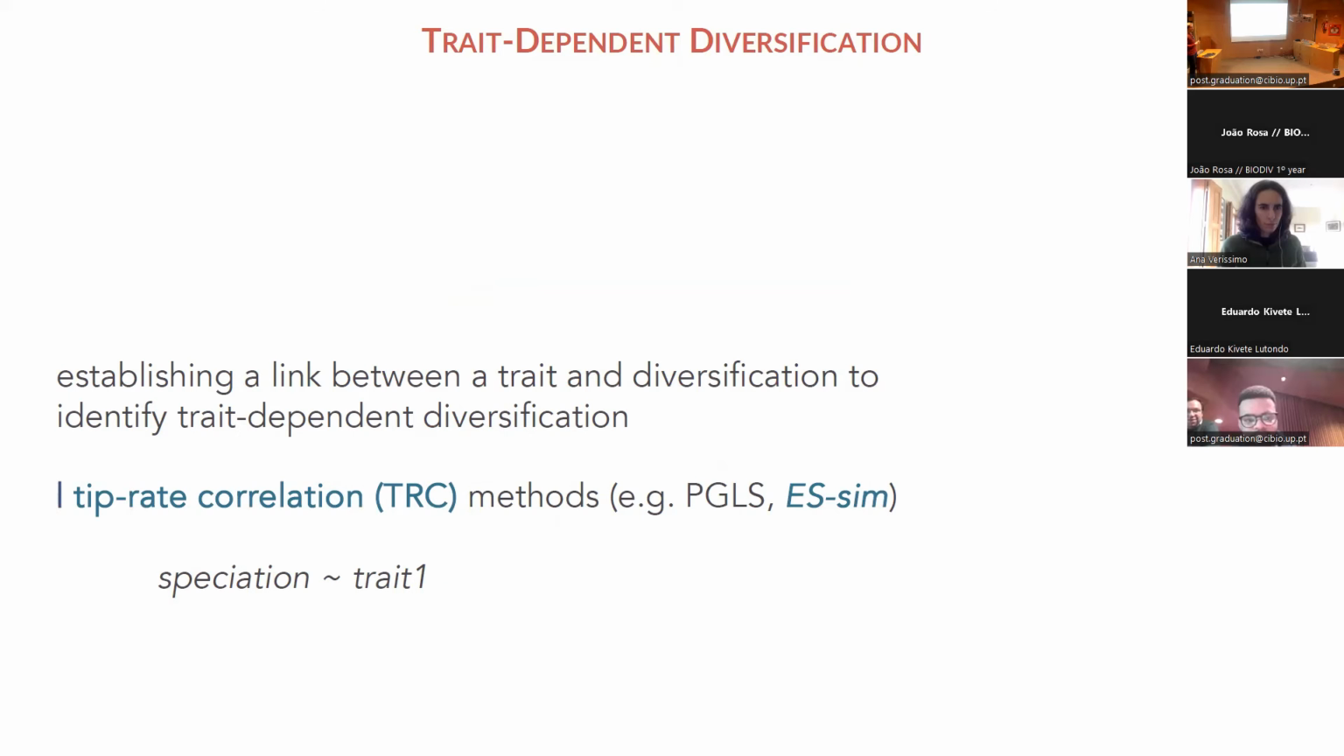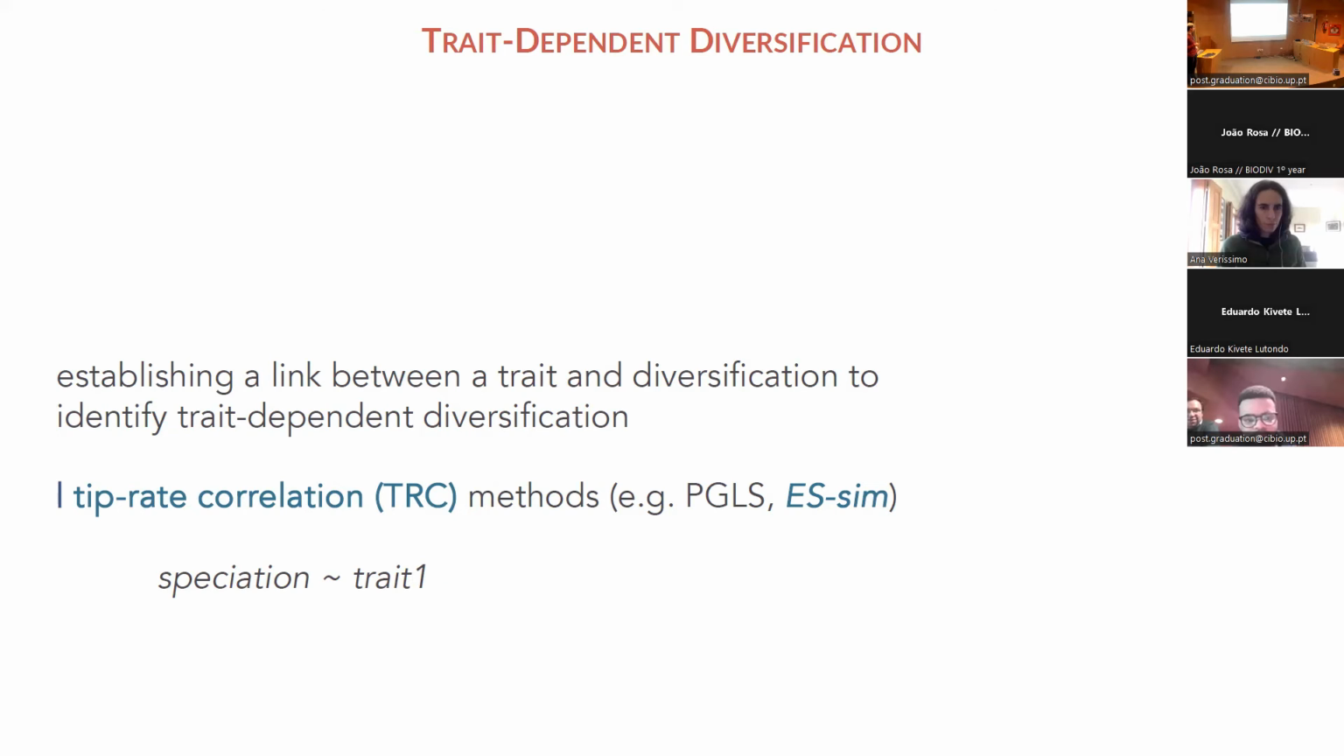So one very simple and straightforward way to test the role of a trait on diversification is by establishing a link between a trait and diversification, to address how a trait influences the variation in diversification. This is trait-dependent diversification. It includes the tip rate correlation methods, the most famous of which is probably PGLS, which will basically detect if there's a relationship between diversification and a variation in a trait. Don't forget that diversification is speciation minus extinction.